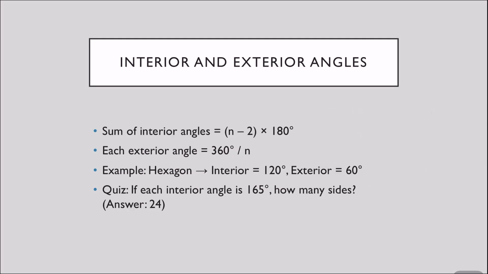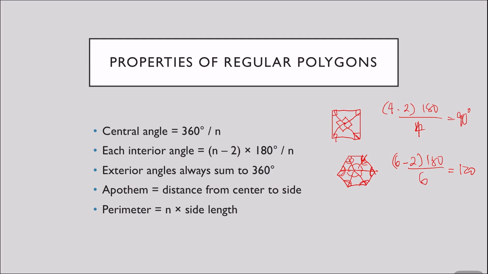So you extend one side, and then you get this angle. This is your exterior angle. If this is 120, therefore this is 180 minus 120. So that is 60. So if this is all 60, if you extend all this and then get all this angle, so there are 6 60s. So 6 times 60 is 360. Then all exterior angles will be equal to 360.